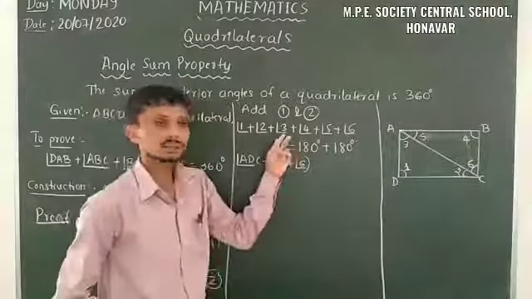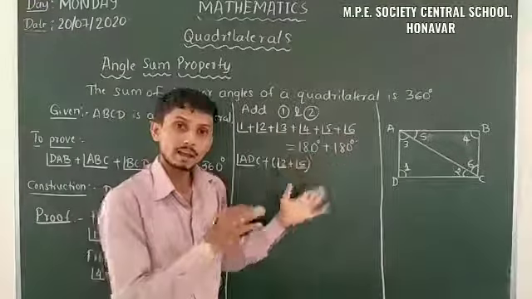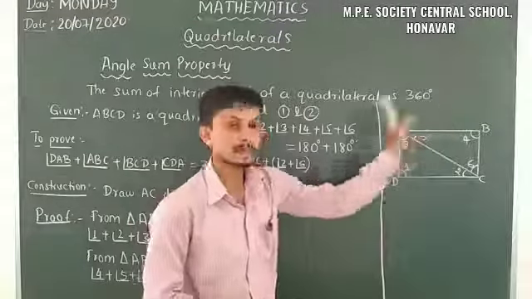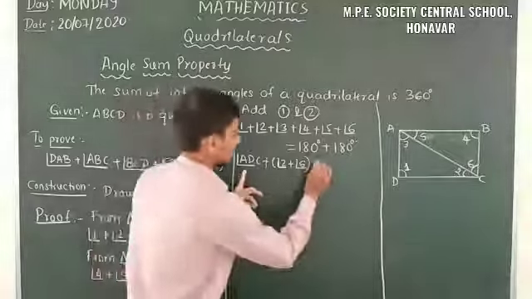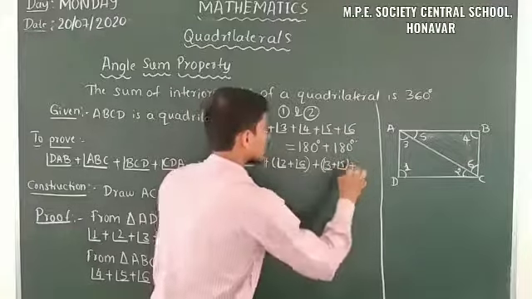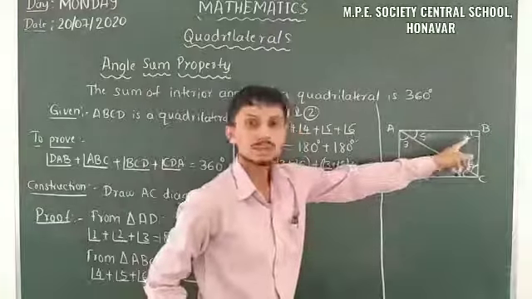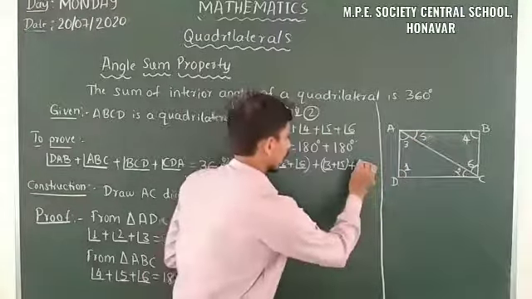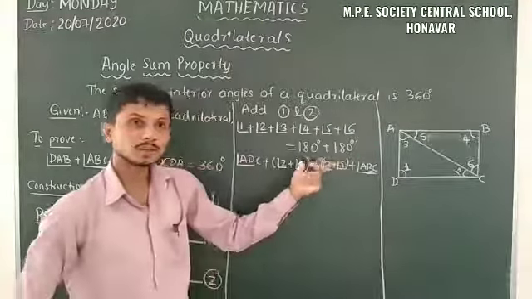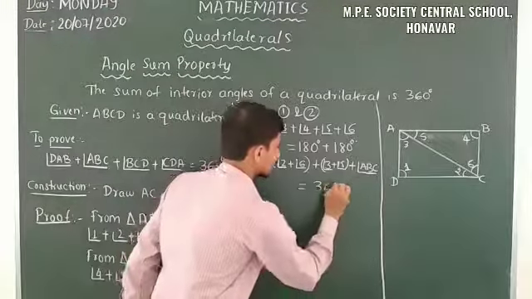Then let us go to the third, 3 plus 5. When we add angle 3 and angle 5, it will become angle DAB. So I will write 3 plus 5 here. Which one remains? Angle 4 remains. Angle 4 is a single one, so we can write it as angle ABC. Here on the right hand side, 180 degrees plus 180 degrees is equal to 360 degrees.